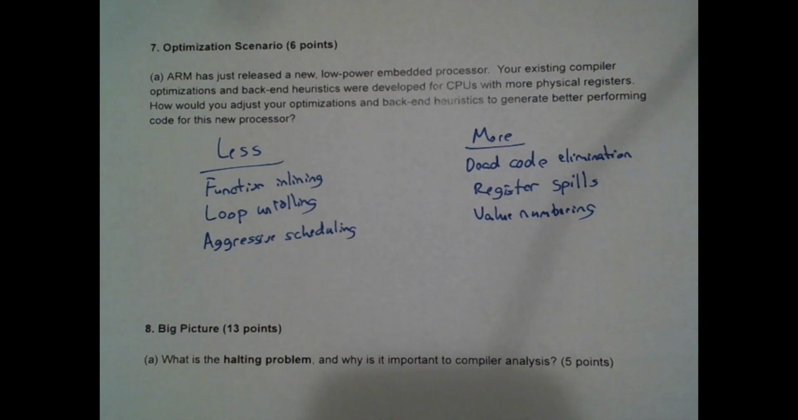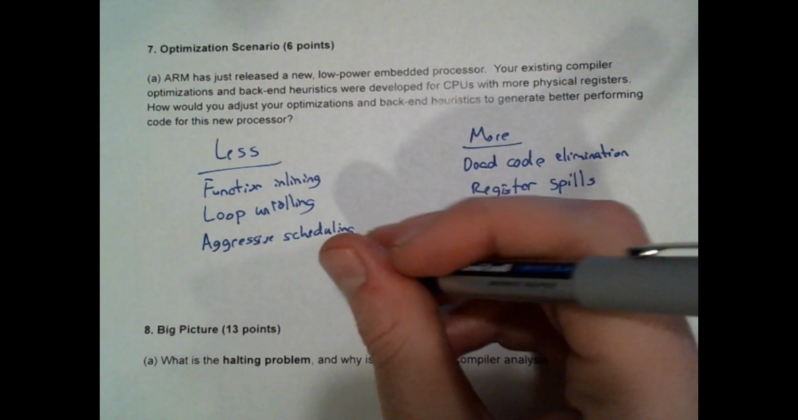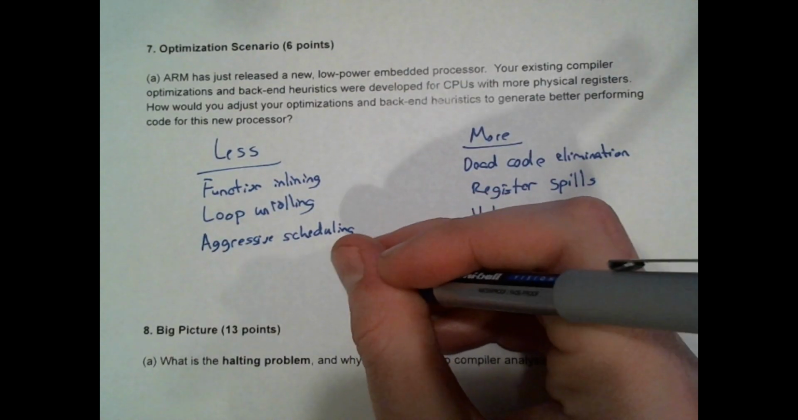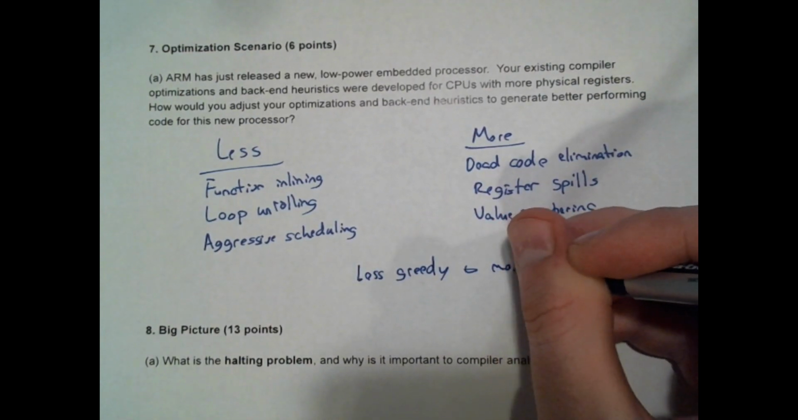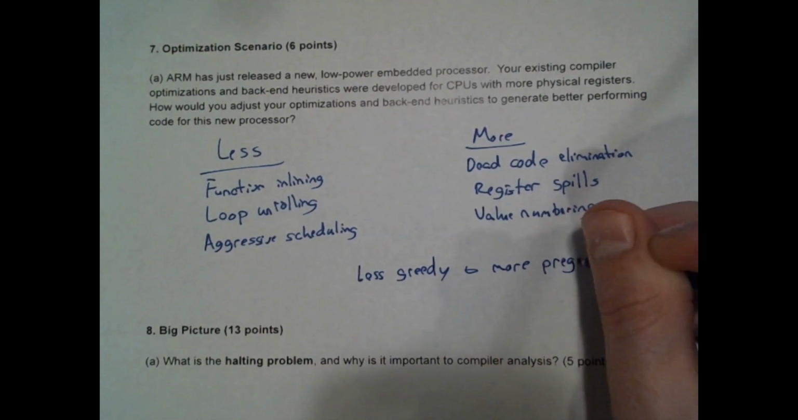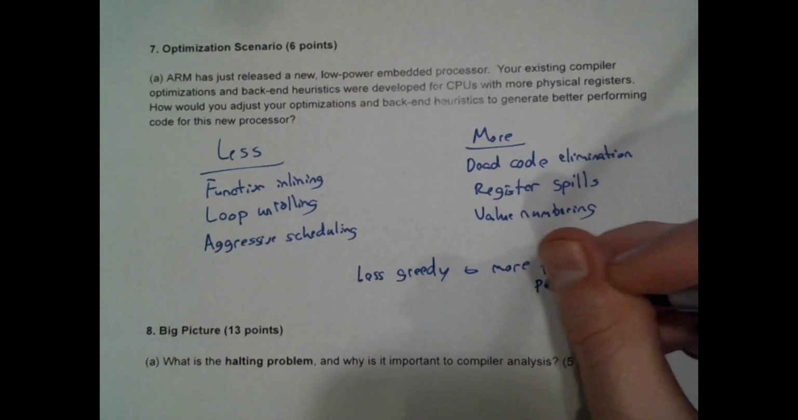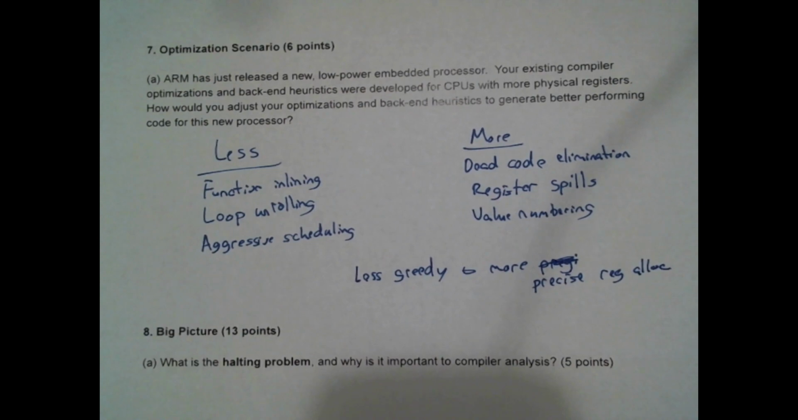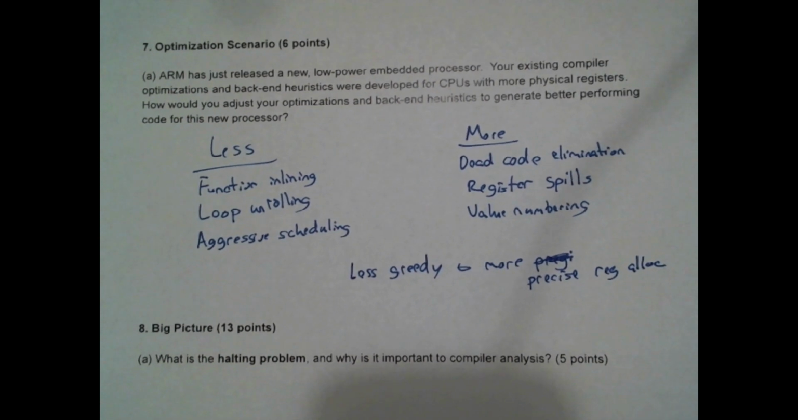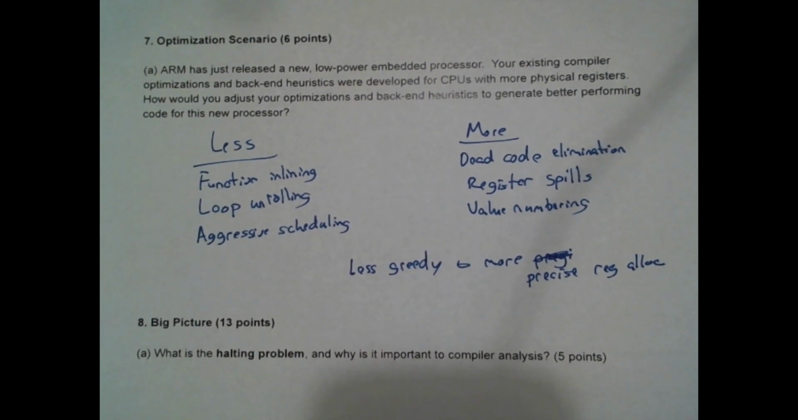And in terms of heuristics, we might use a less greedy and more precise register allocation scheme, right? So we might use graph coloring instead of the LLVM greedy optimization for register allocation, because we might want something that does a better job and produces a more optimal solution for that.